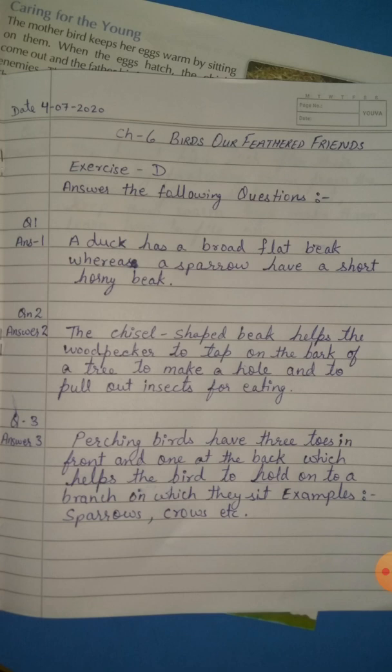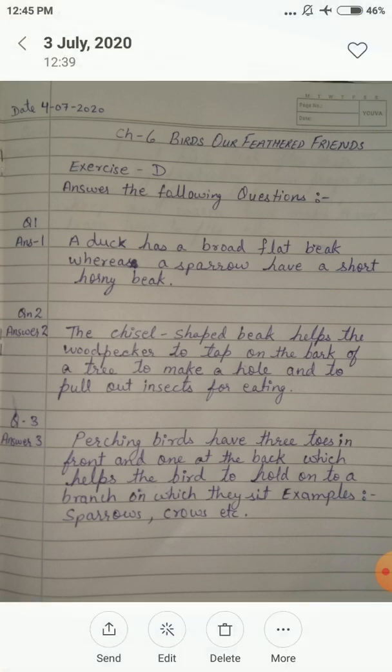Okay, students. Now the third question is, how do the feet of a perching bird help them? Now I have written the answer. Perching birds have 3 toes in front and one at the back, which helps the bird to hold on to a branch on which they sit. Examples: sparrows, crows.